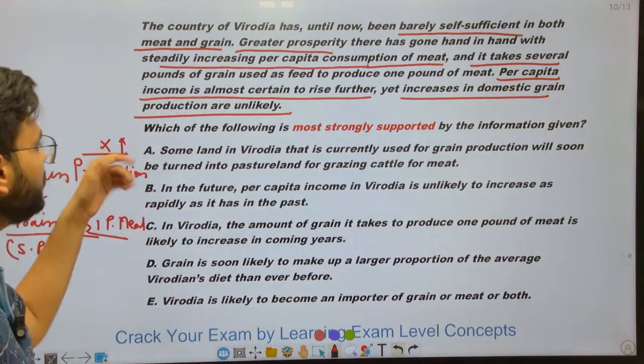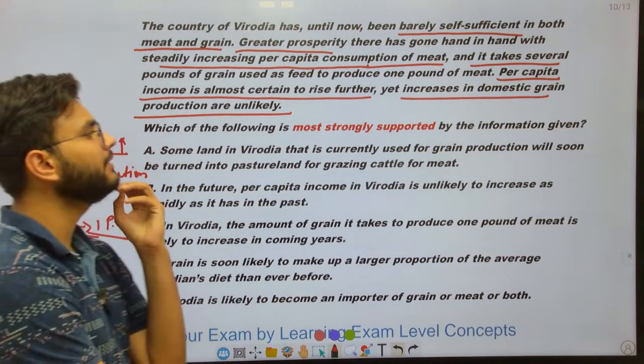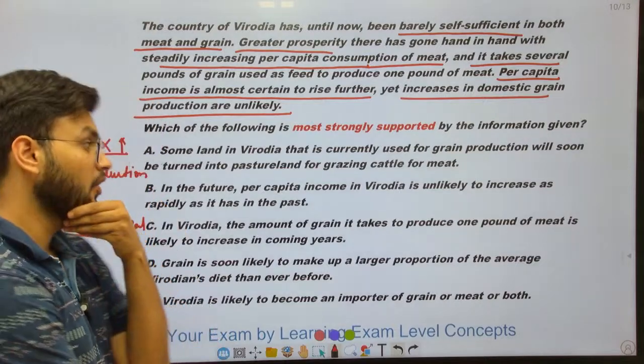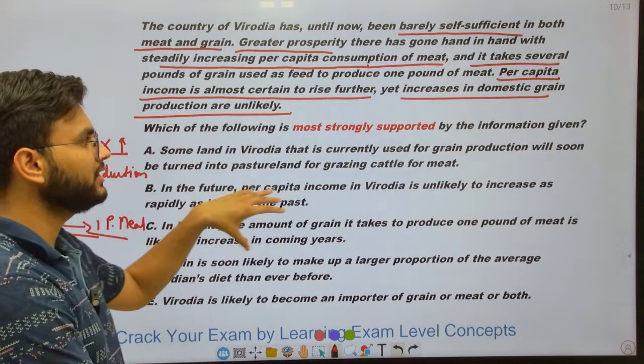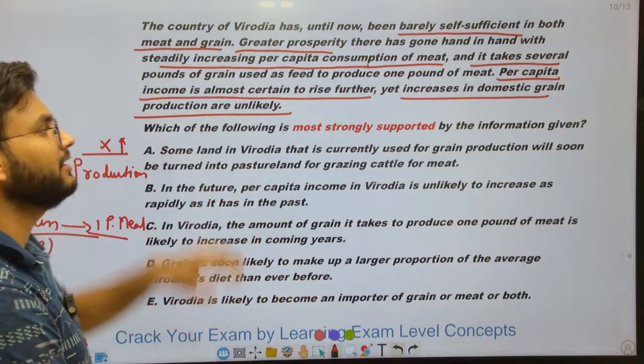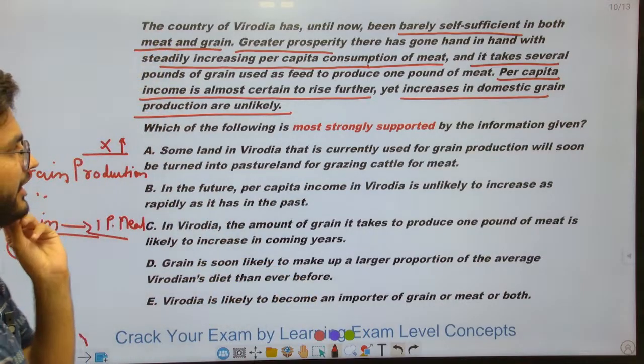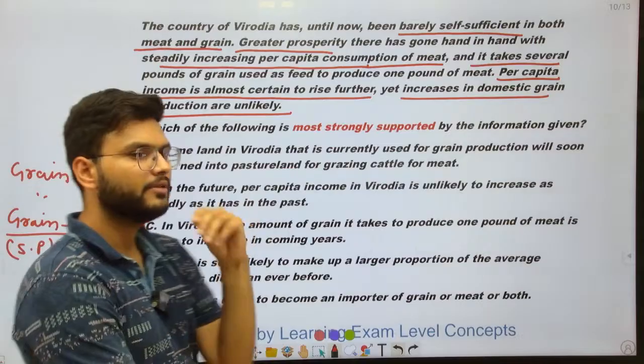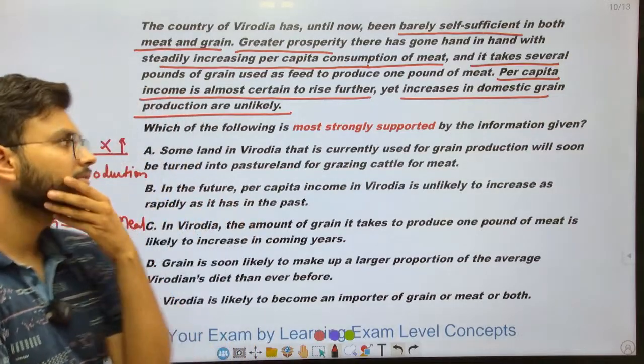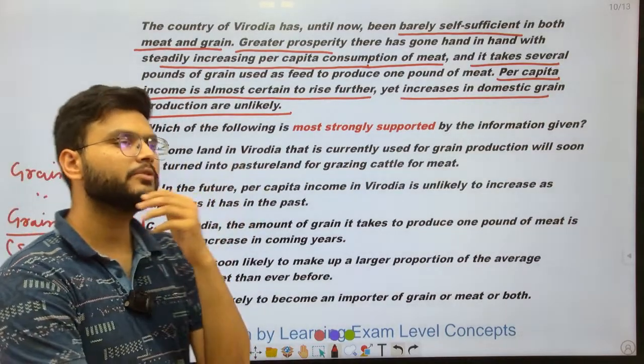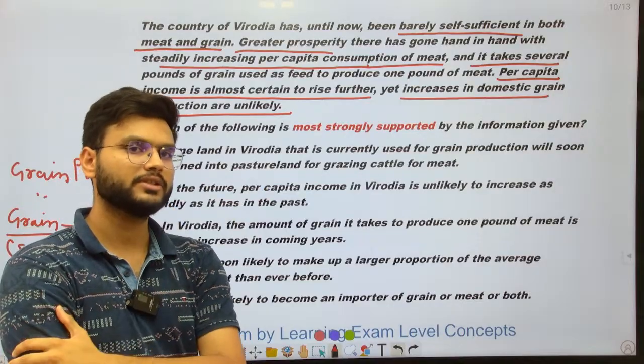Okay. Now, which of the following is the most strongly supported by the given information? Which of the following choices gives me a reason to believe that this situation might work? It means, what can I infer? Because it says most strongly supported, I need to look for that choice.